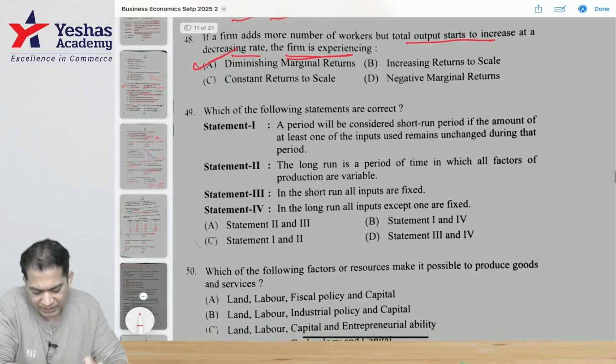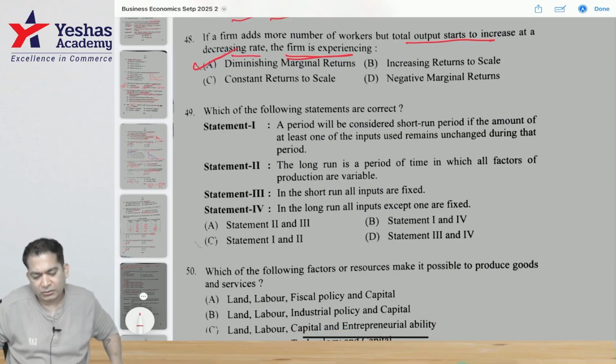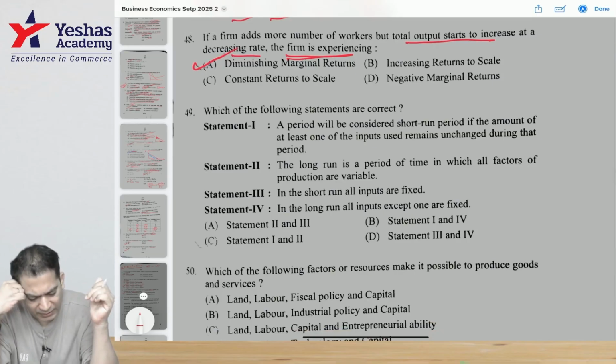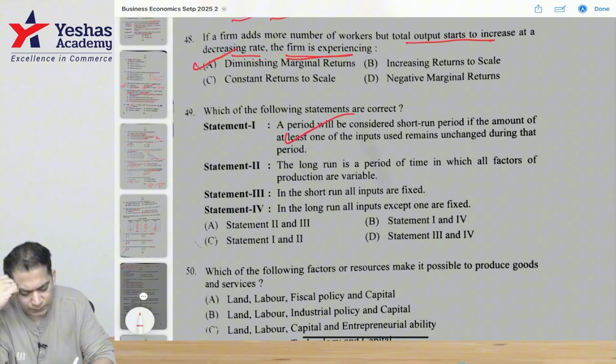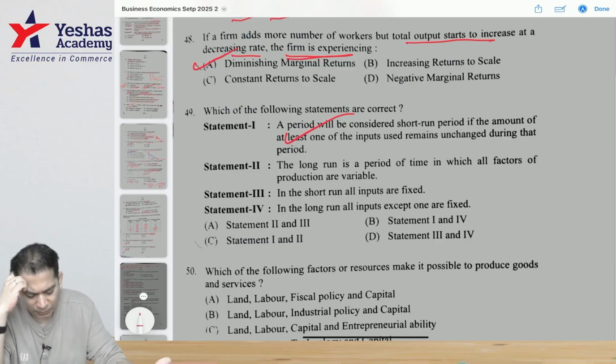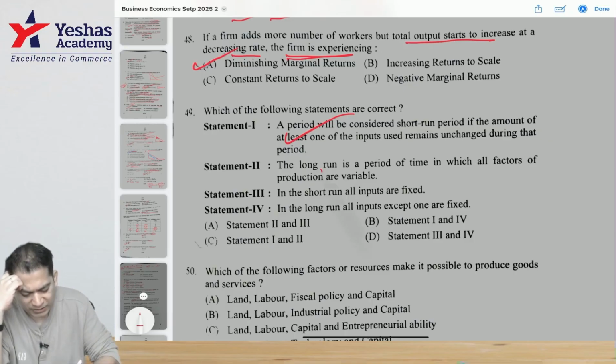Which of the following statements are correct? A period will be considered short run if the amount of at least one input used remains unchanged during the period. That is true. Correct. Now, from the concepts you have studied in the class, the long run is a period of time in which all factors of production are variable. This is also true. In the short run, all inputs are fixed. Wrong. In the long run, all inputs except one are fixed. Again, wrong. So only one and two are correct.